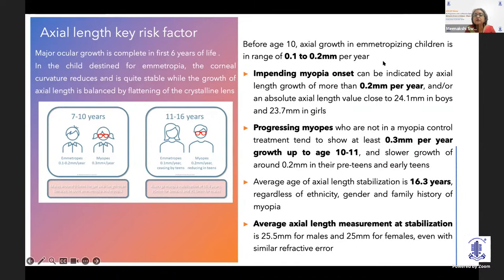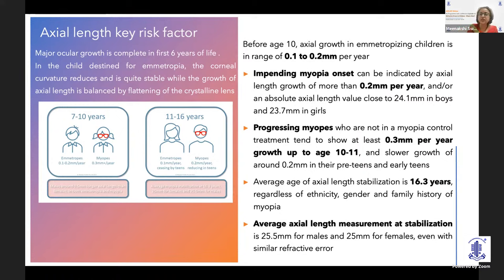So we just talked about that before age 10, when the children are still emmetropizing, there's only 0.1 to 0.2 millimeter per year change in the axial length. Impending myopia onset you can predict by axial length growth of more than 0.2 millimeter per year. And progressing myopes show at least 0.3 millimeter per year growth up to the 10 to 11 age. So if you're following kids serially and the axial length starts increasing more per year, this already tells you this child's onset of myopia is impending, and myopia progression is happening.